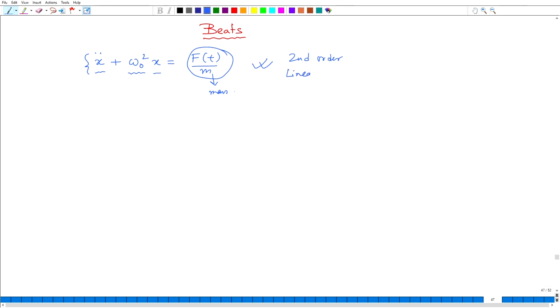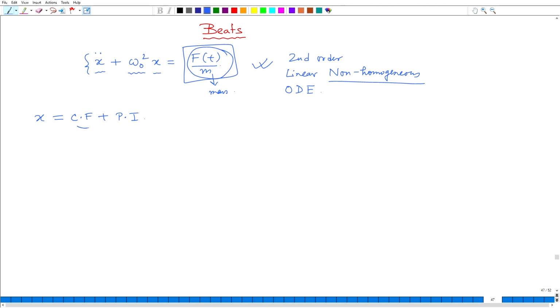linear non homogeneous ordinary differential equation, okay. And since we have non homogeneous, because the right hand side is non-zero with a function of time, okay, we should find both the complementary functions. So, x will be consisting of the complementary function and the particular integral, okay.